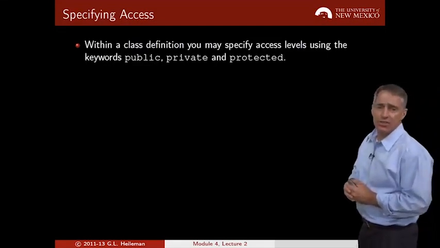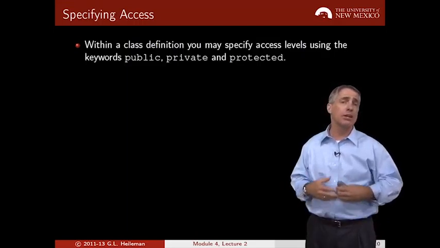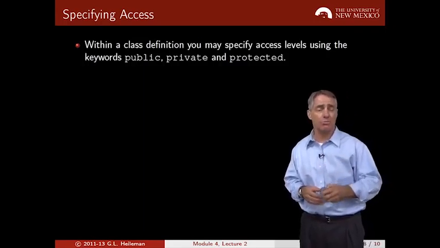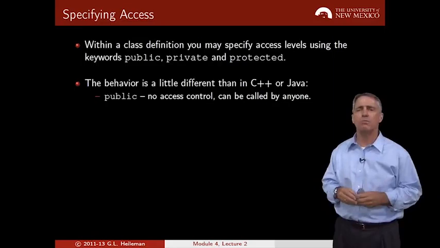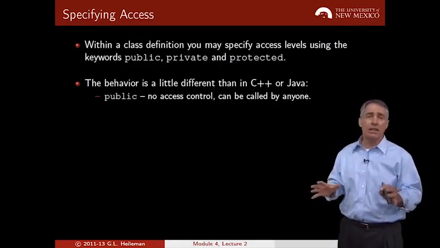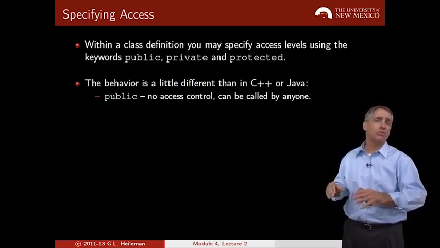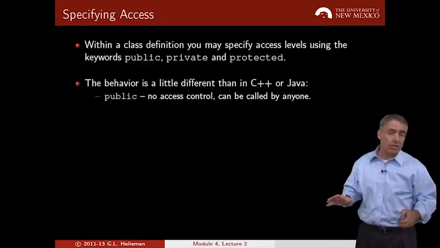Within a class definition, you can specify access levels using the keywords public, private, protected. If you're familiar with other object-oriented programming languages, you've probably seen these as well. They're a little different in Ruby, though, different than, say, C++ or Java. With public, there's no access control. Anything can access a public instance variable or method, for that matter. And this is like C++ or Java.